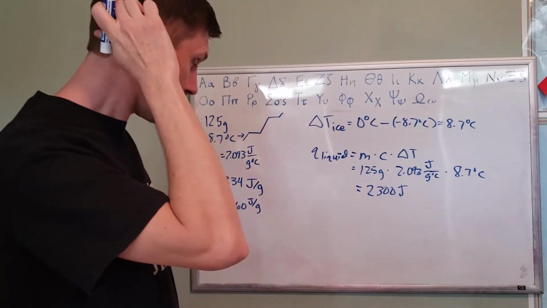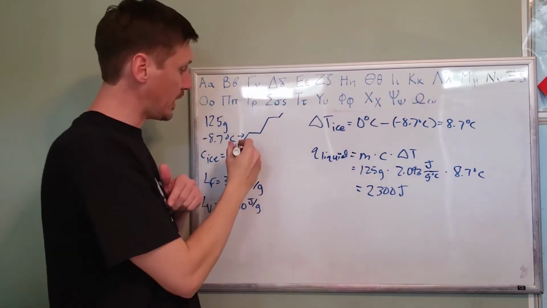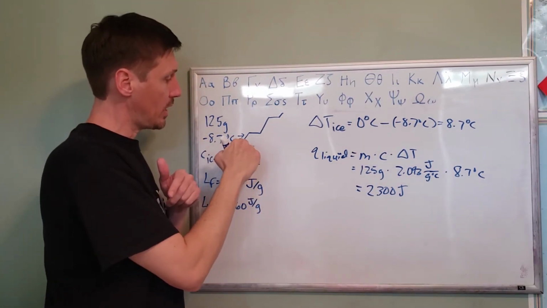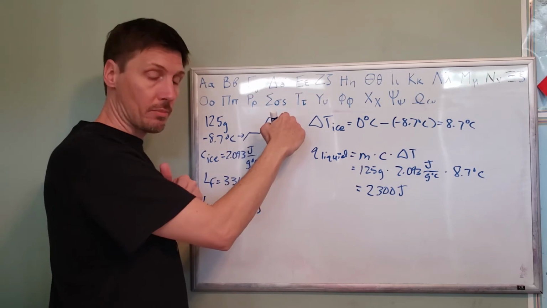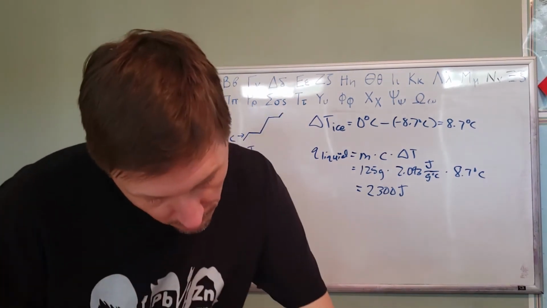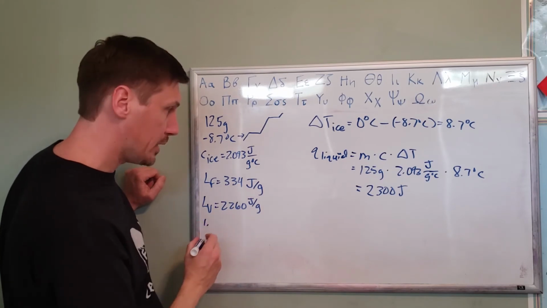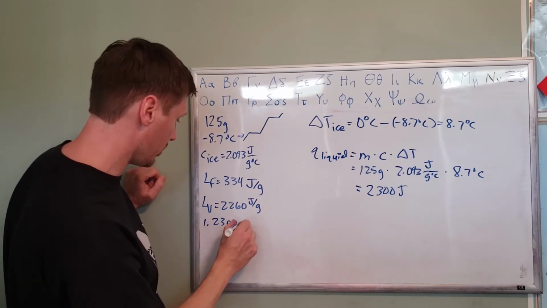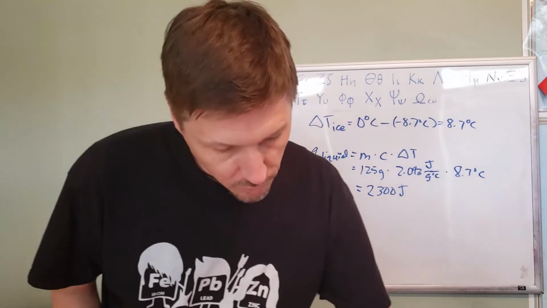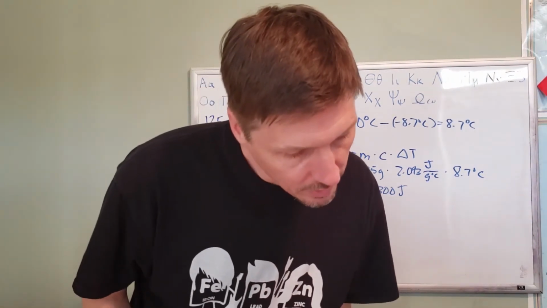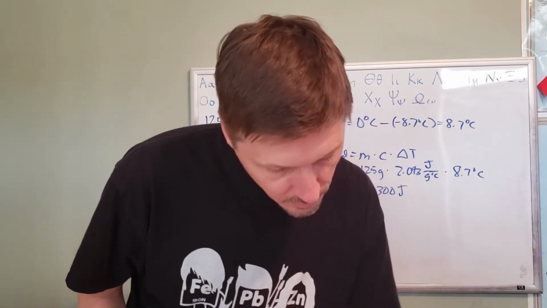Okay? All right. Now, of course, we're not done because we've got to figure out what happens energy-wise when we start at the bottom and go all the way to the top here. So let's keep track of that. Our first energy that we need to remember is the 2,300 joules. That was the first part of our heating curve. What about the next part?